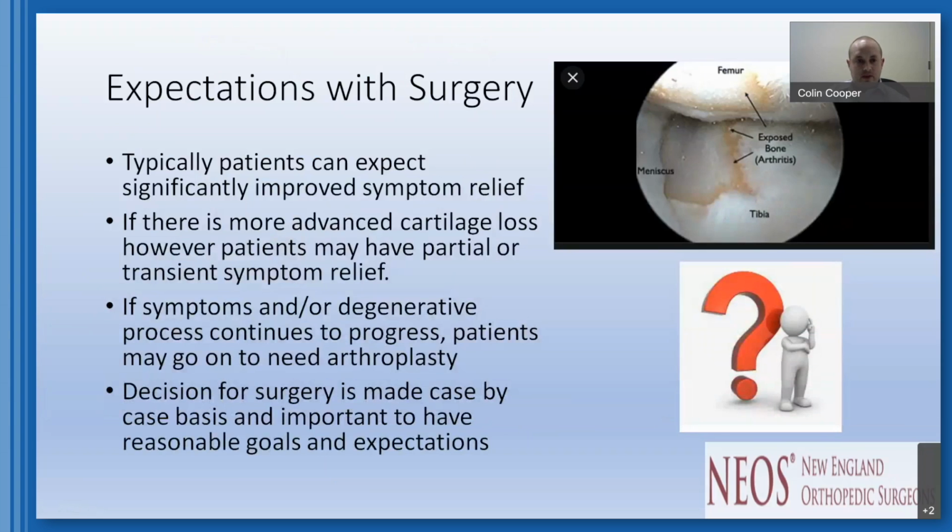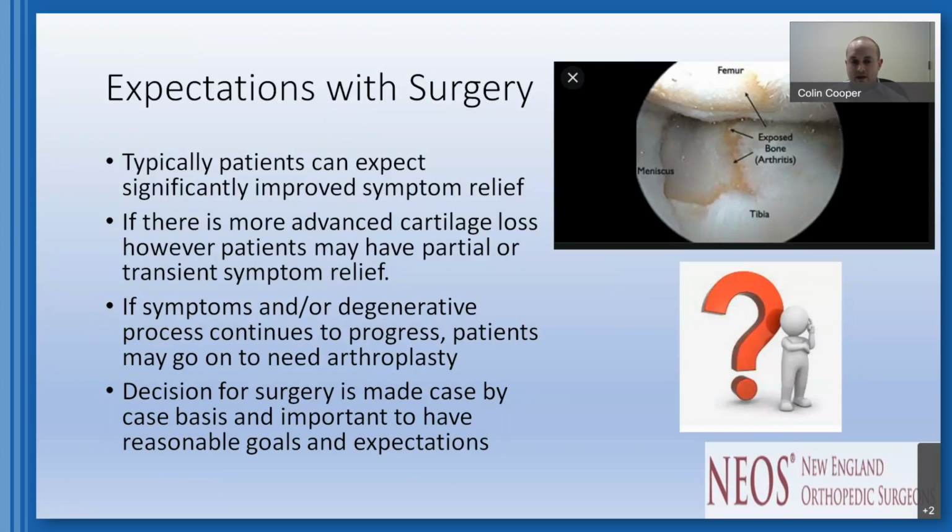So patients can typically expect significantly improved pain relief, and usually it's very fast improvement in symptoms. However, if patients have more advanced arthritis, which we can usually tell ahead of time based on x-rays or MRI, then they may not have as much pain relief, or they may have partial relief or maybe temporary relief. Sometimes patients that have more advanced arthritis, the degenerative arthritic process continues, and they may go on to need bigger surgery such as joint replacement.